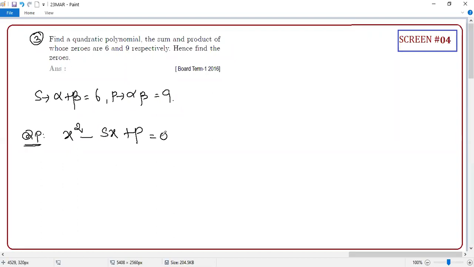Correct or not? Yes, correct sir. Plus alpha beta. Correct, sir. This S stands for alpha plus beta. P stands for alpha into beta. Okay.